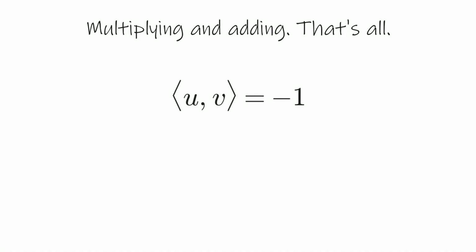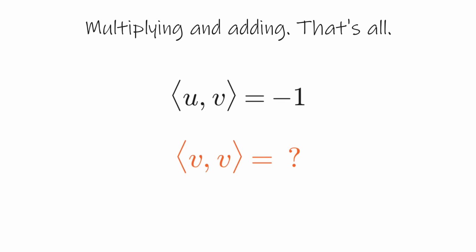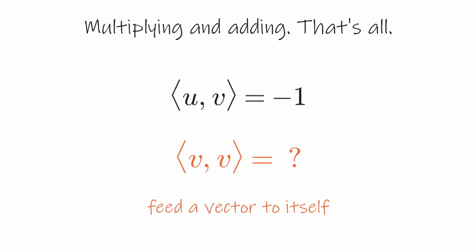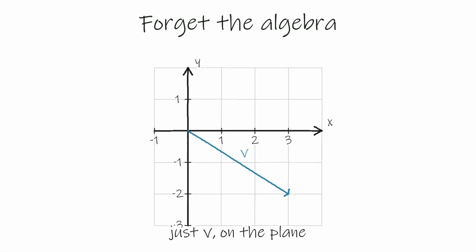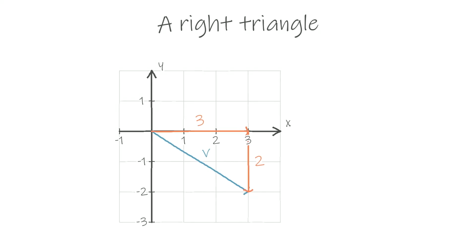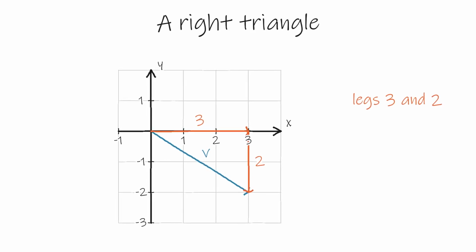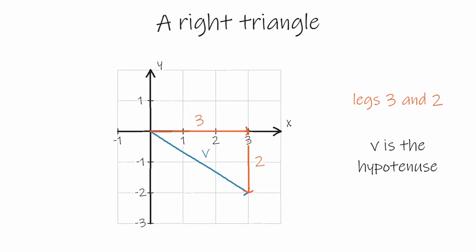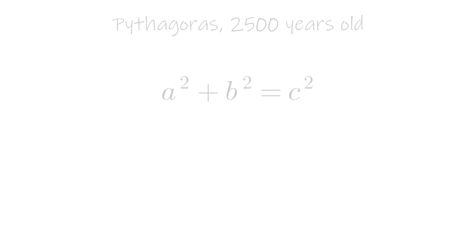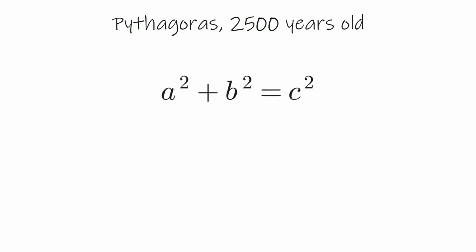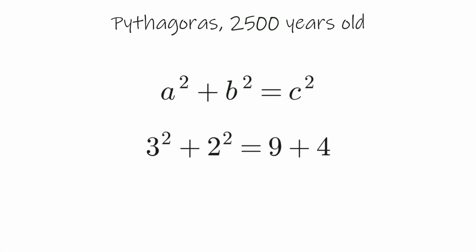That number came from multiplying and adding. What if you feed a vector to itself? Forget the algebra and look at v on the plane. Drop a horizontal leg of length 3 and a vertical leg of length 2. A right triangle, and v is its hypotenuse. Pythagoras, 2,500 years old. 9 plus 4, the hypotenuse squared is 13.